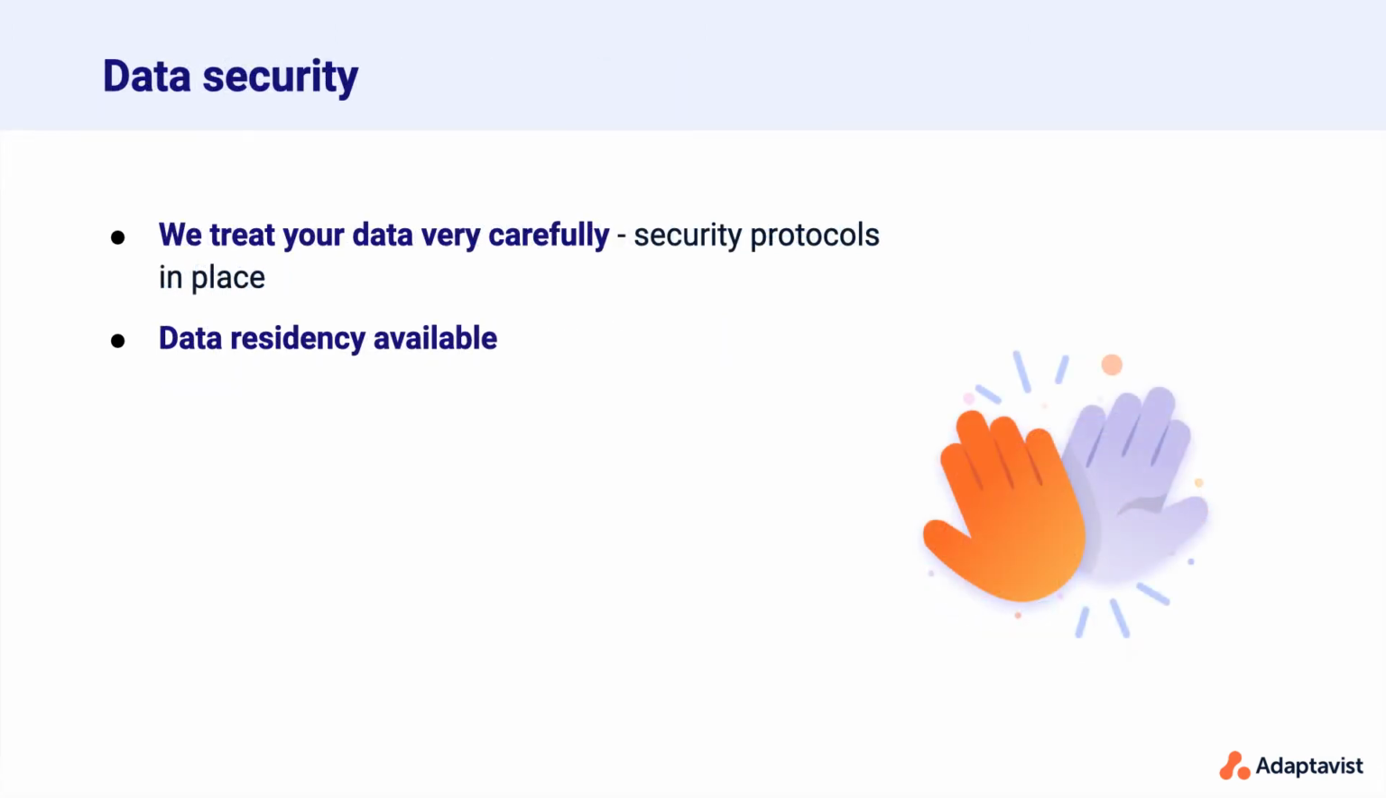As your data is stored on our AWS infrastructure, Adaptivist AWS infrastructure, obviously we have security protocols in place. We treat your data very carefully. We also have data residency available. So if you need your data to be stored in a specific location or in a specific country due to requirements for governments, etc., then you can raise a ticket with us and we will work with you to get that resolved for you. If you have any concerns about the security and the protocols we follow, we do have more information on our website.